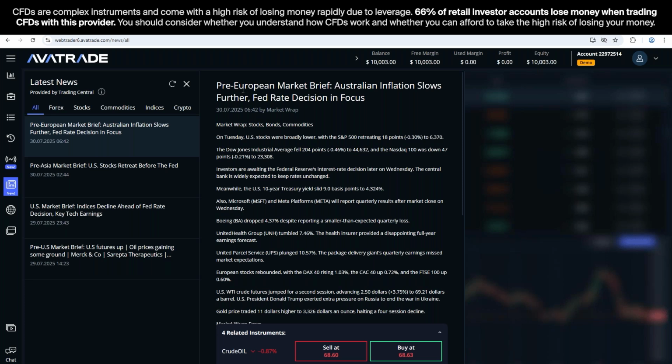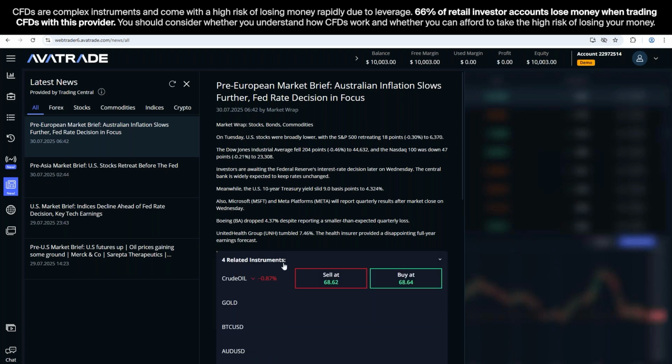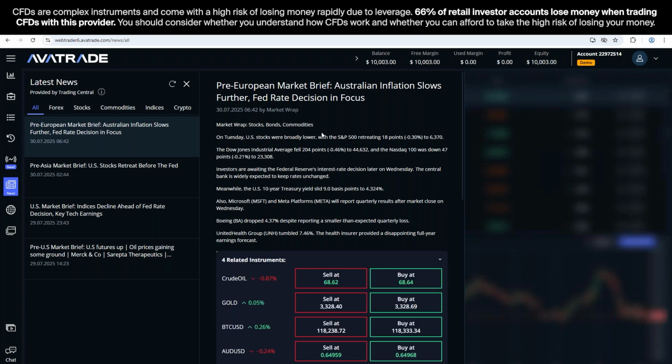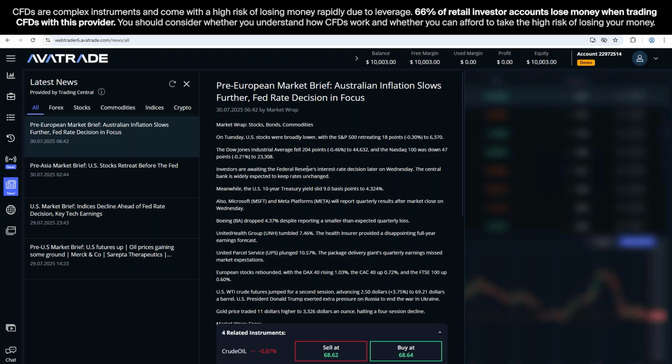Okay, so as you can see in the news section, we've got news, and through that news we can better understand why the market is moving the way that it's moving. And here at the bottom, we even have 4 related instruments to help us understand what this article is related to. Great. Here also, it's provided by Trading Central, and we've got different categories of what we want to specify.